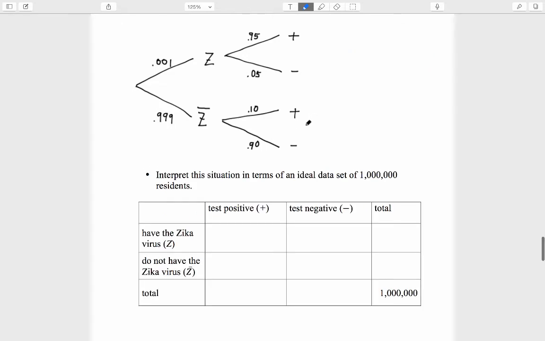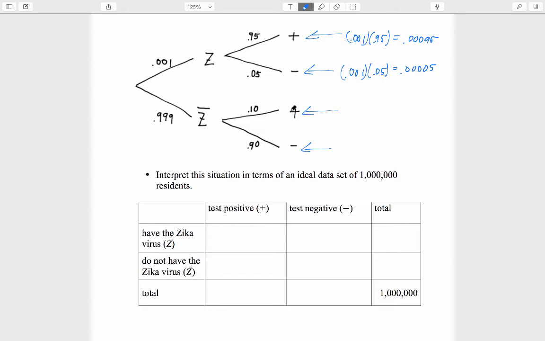Let's interpret this situation in terms of an ideal data set of 1 million residents. First, we need the probabilities of each of these 4 events, because they correspond to these 4 entries in the table. We already computed 0.001 times 0.95. This is the probability of a true positive. That was 0.00095. The probability of a false negative is therefore 0.001 times 0.05. That's 0.00005. There are 4 zeros there.